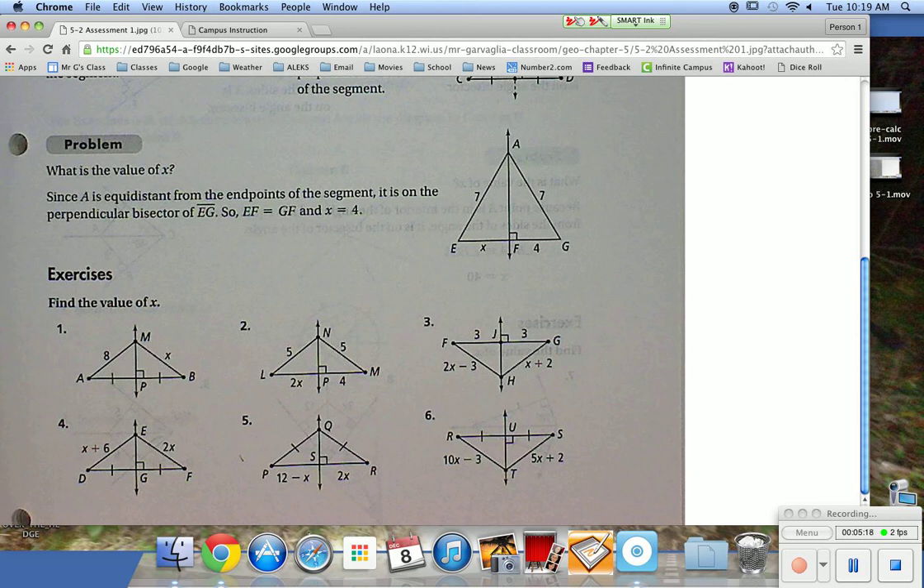How about this one here? I've got an equal side here. I got an equal side here. I've got x plus 6 here. I've got 2x here. What would I do? Set them equal to each other and solve. Pretty much that's what we're doing on all these. All right? Let's take a look at the other page.